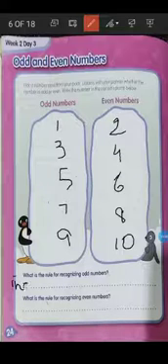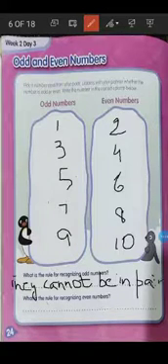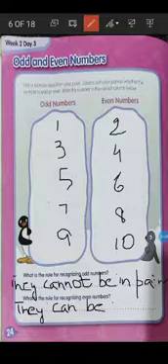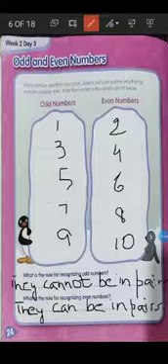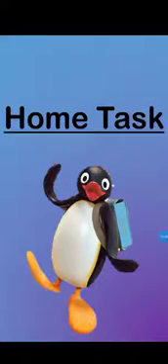They cannot be in pairs, whereas even numbers, they can be in pairs. Okay, so in this way we are done with page number 24 also. Now come to your home task. Your home task is to do page number 31. More or less. Read the questions and write the answers.